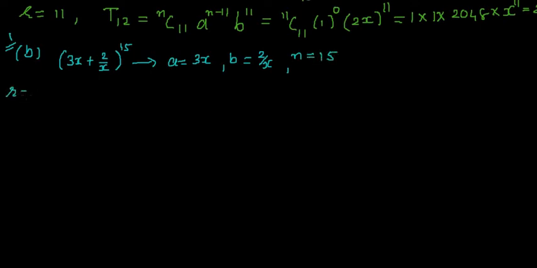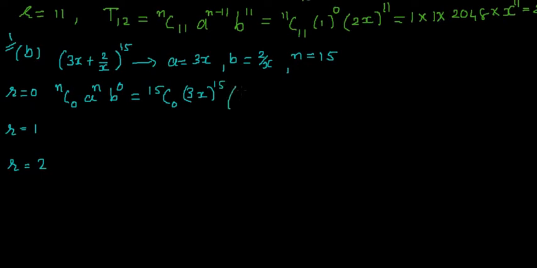Now to get the first three terms, I'll put r equal to 0, r equal to 1, and r equal to 2. So now we keep this in the formula. The general term is nC0 a raised to n minus r, that is n minus 0, and b raised to 0. N is 15, so 15C0, a is 3x raised to 15, I keep 3x in the bracket because the whole of a has power n, and b is 2 by x raised to 0 power.